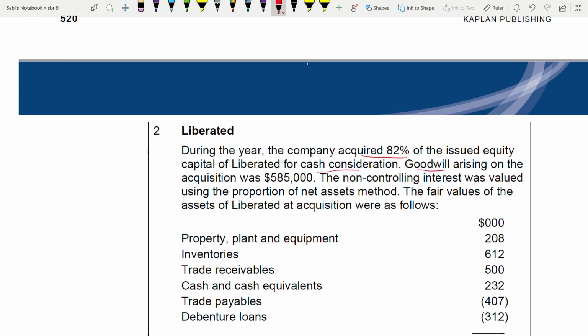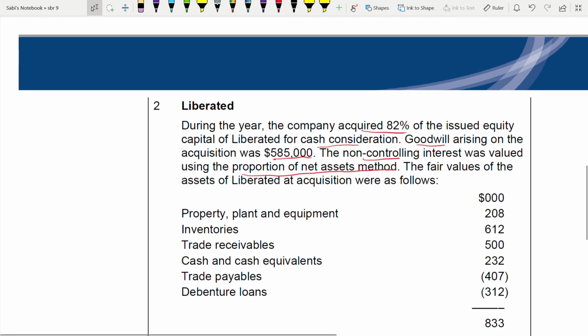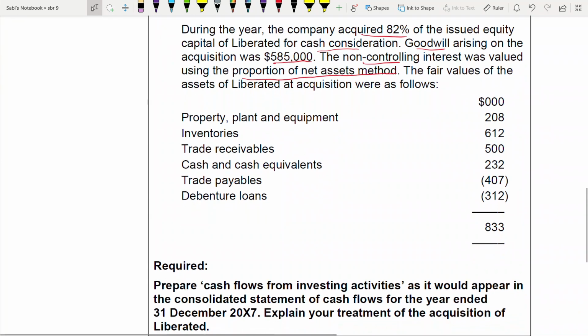Goodwill was 585. NCI is using proportionate of net asset. So you have not been given the fair value. Now you have to find the net NCI using the second method, and the fair value has been given. This is the net asset.